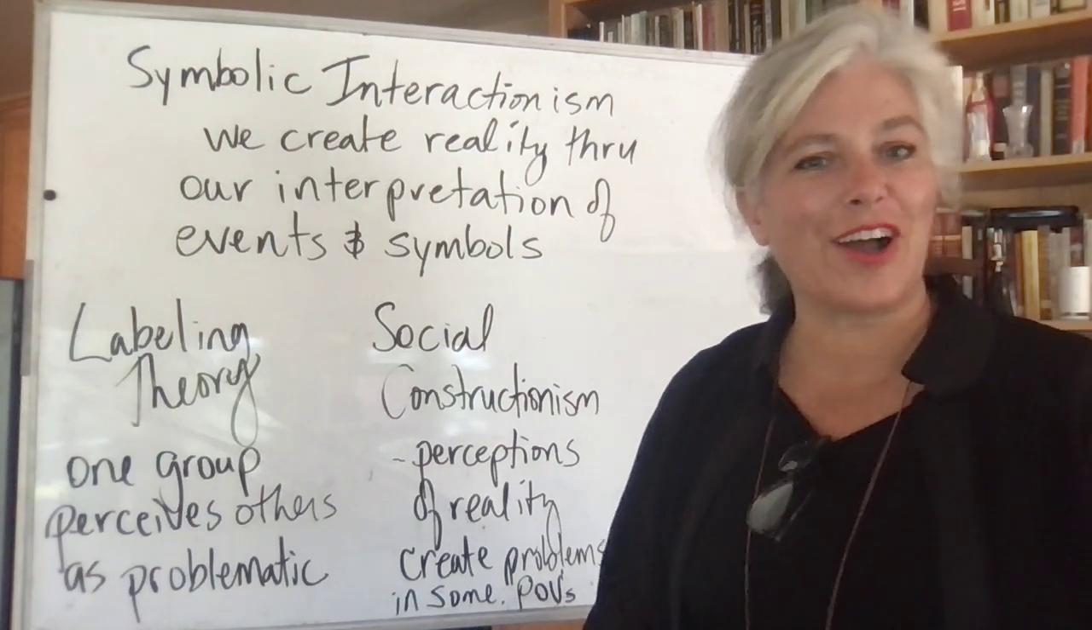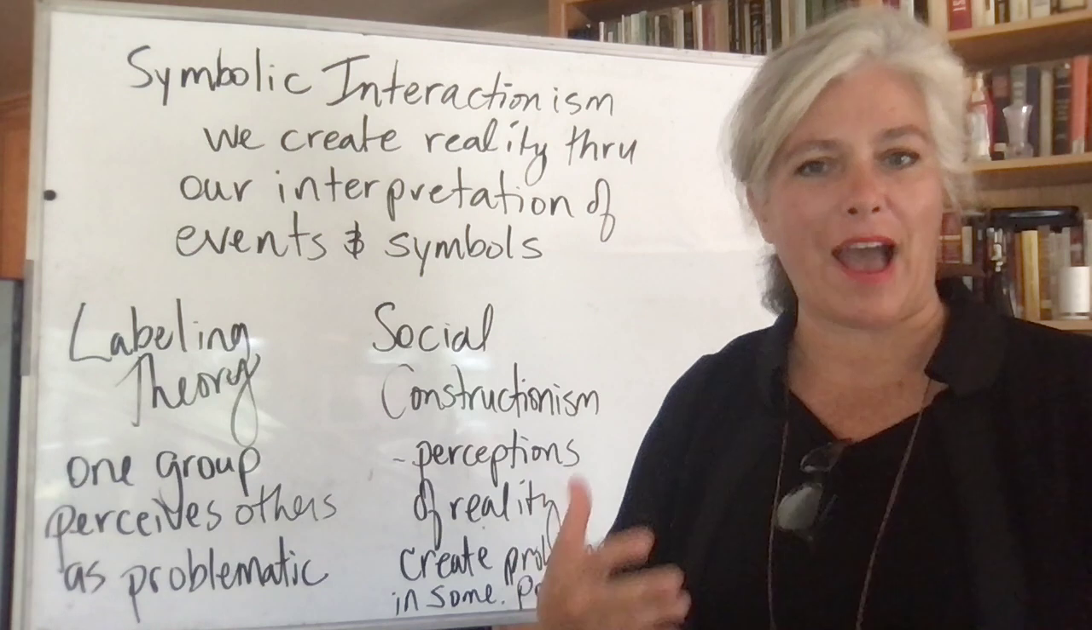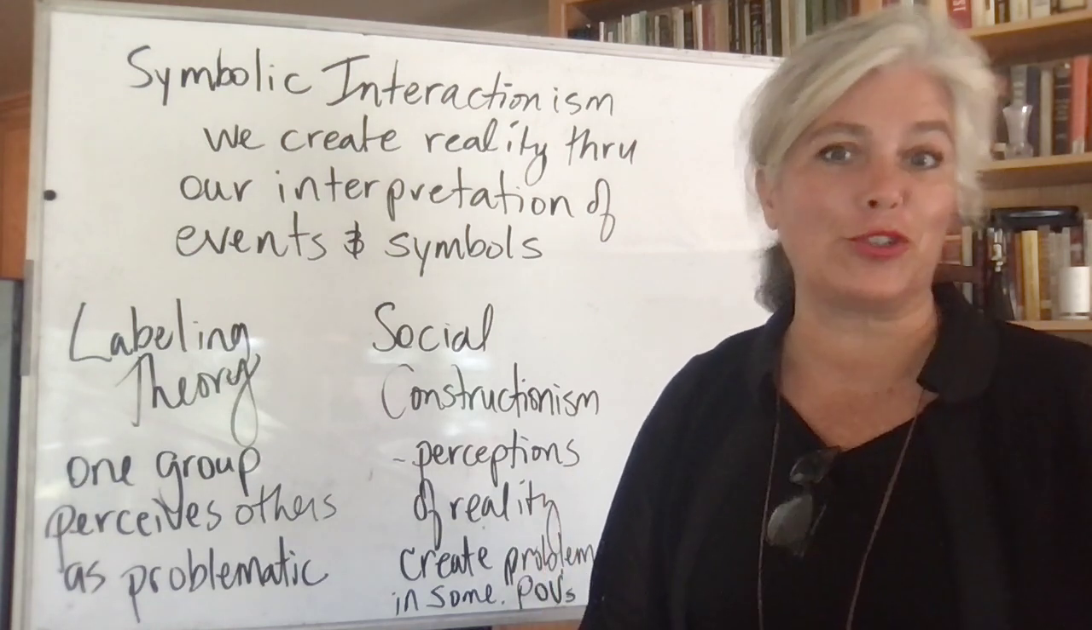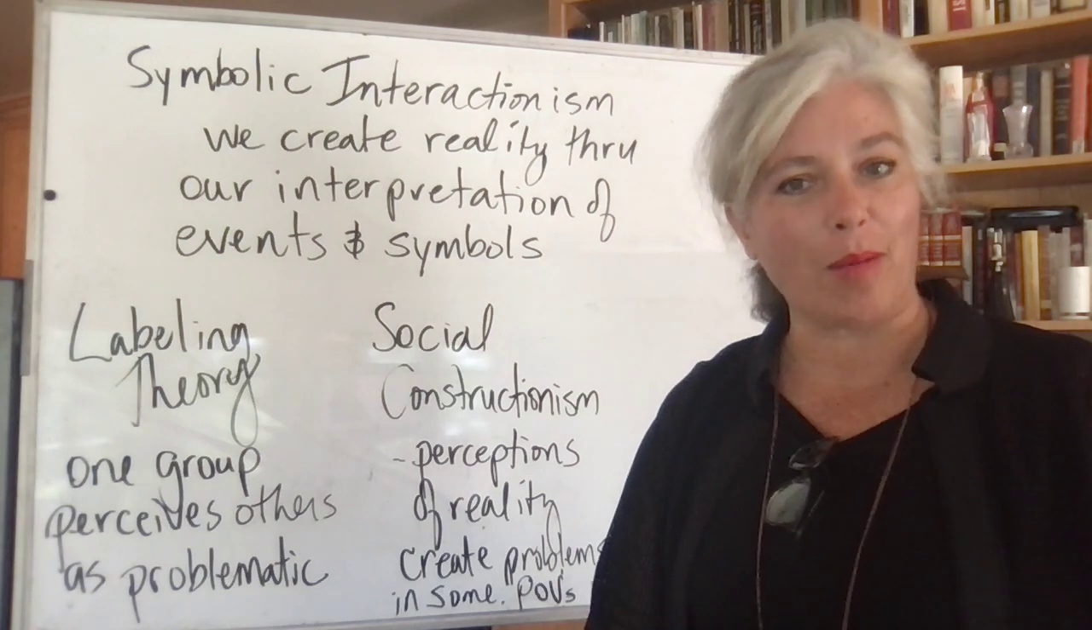In this video, we're going to talk about symbolic interactionism. We're going to review it a little bit and then talk about how we can link it to social problems, the objectivity or subjectivity of social problems.